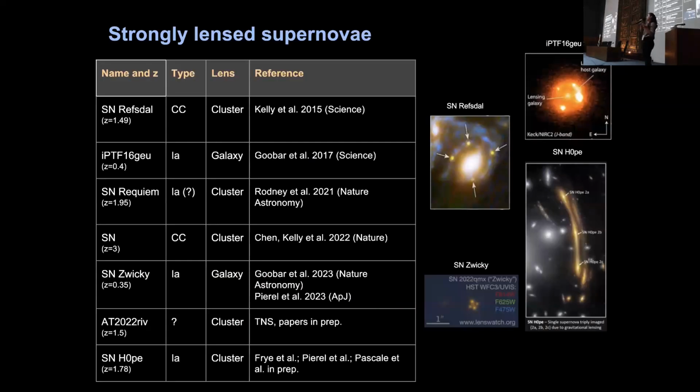And after Refsdal proposed these methods in 1964, it took almost 50 years to obtain the first image of a strongly lensed supernova. The first one was by Kelly in 2015, Supernova Refsdal, the famous image over here, where the lens was a cluster. And the latest one was obtained this year, called Supernova H0pe, where we also see the lens as a cluster. Now, all of these supernovae have been obtained from different surveys.